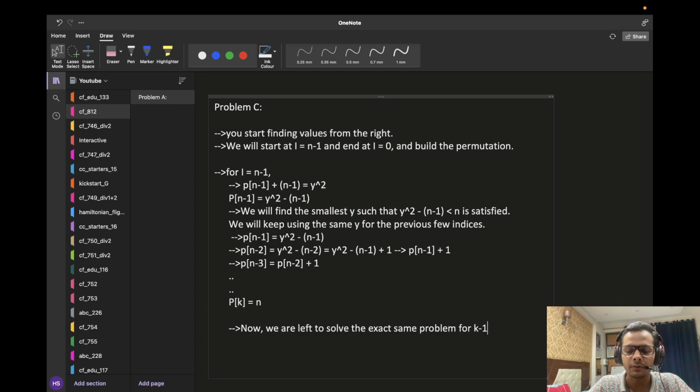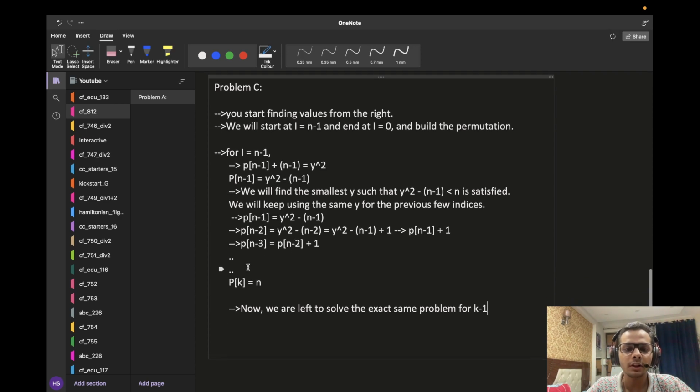Now we are left to solve the exact same problem for k minus 1, right? Why? Because we have all the numbers from k plus 1 to n. Sorry, this is not true. So we started with this number y square minus n minus 1, and we have ended at n. So now we have the same problem for y square minus n minus 1 minus 1. Why? Because we started at this number. Let's say this number is x. So now we have the same problem for x minus 1.